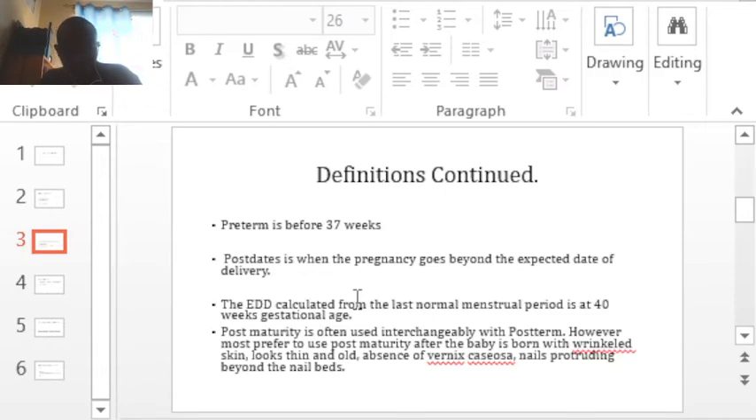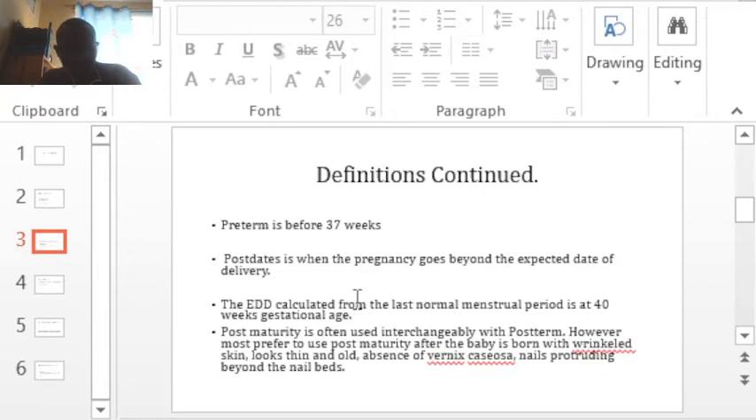Now, post-dates is not again to be confused with the post-term, because the post-term, remember, we're saying post-term is beyond 42 weeks of pregnancy. On the other hand, post-maturity is often used interchangeably with post-term. However, most will prefer to use post-maturity after the baby is born.